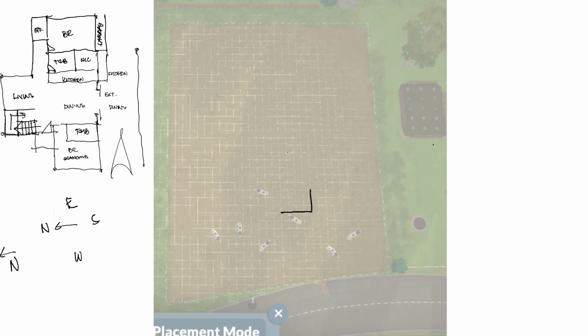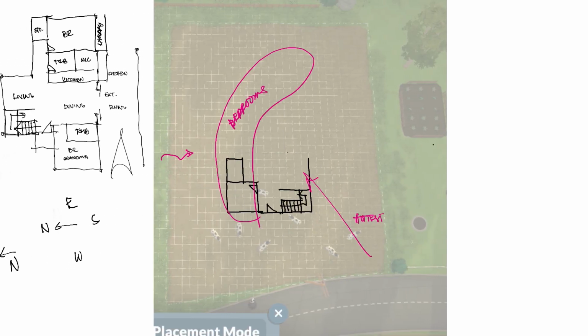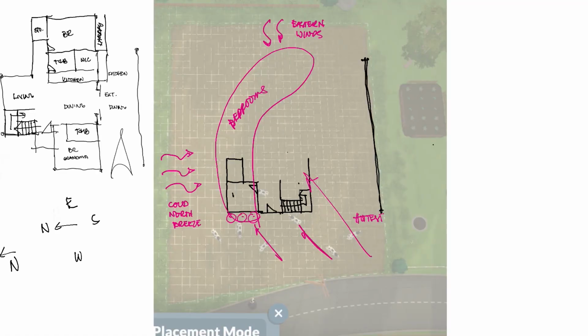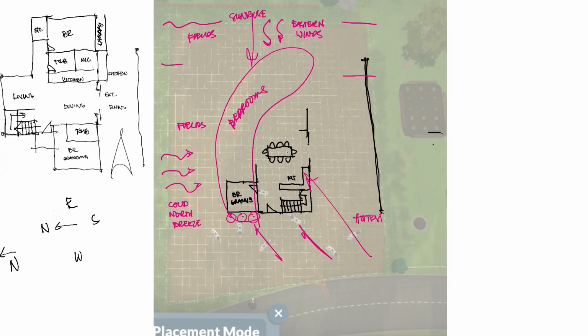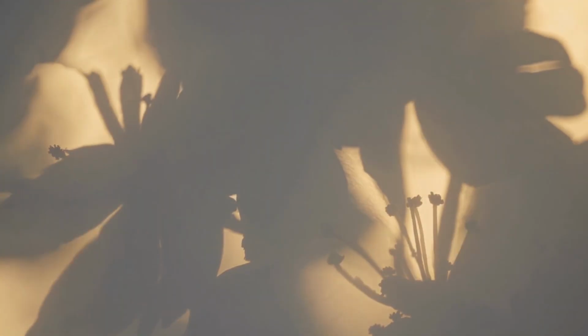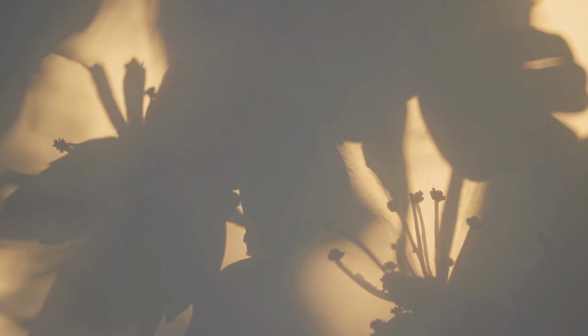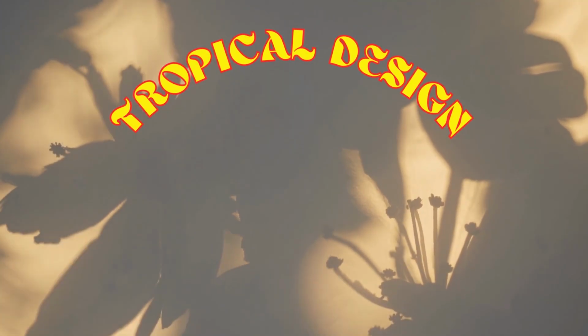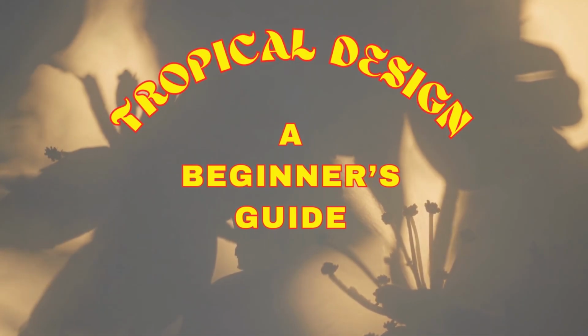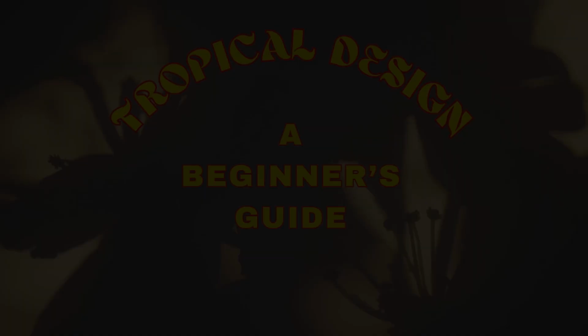First, you need to locate where the true north is and the road. The true north will tell you where the sun will rise, the hottest time of the day, and the cold and storm winds. Oopsie! I assume you know how to do site analysis. Well, here's a beginner's guide that's specific for tropical design.